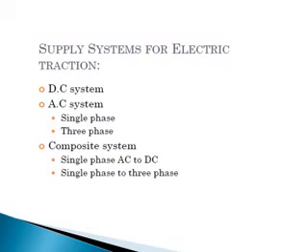Second, it is composite system. That means where AC and DC or single phase and three phase both are interlinked. That means single phase AC to DC or single phase AC to three phase AC. This kind of conversion is also there.